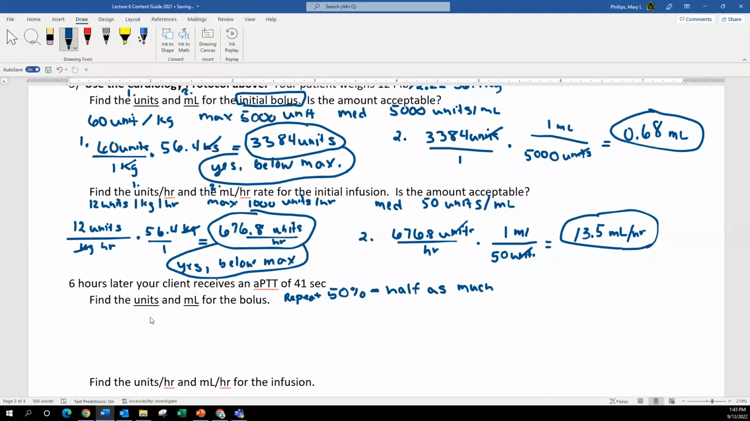So I'm to give half as much. I'm going to take the 3,384 and divide it by 2 to divide it in half. And when I do that, I get 1692 units.